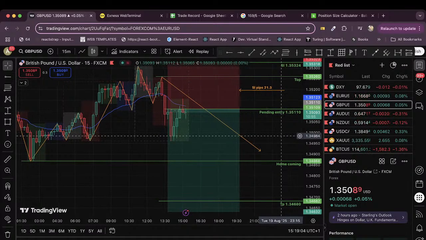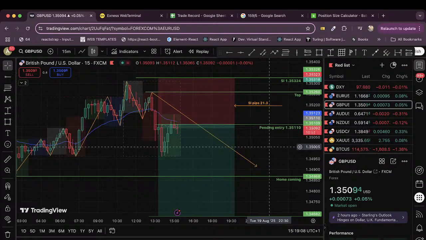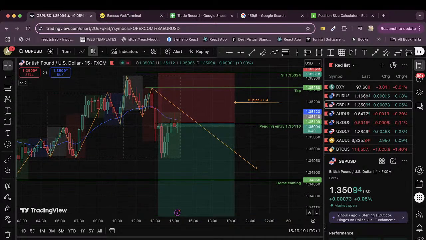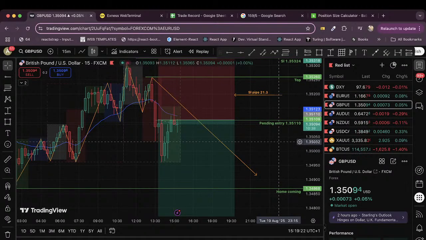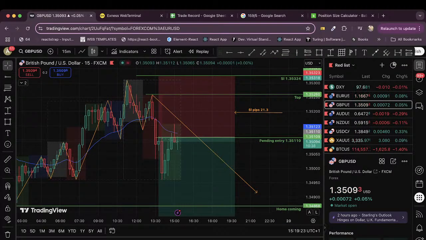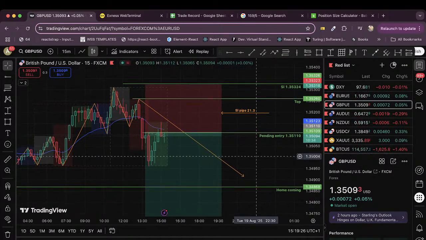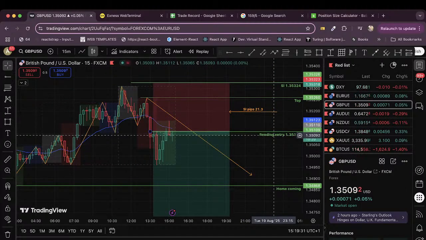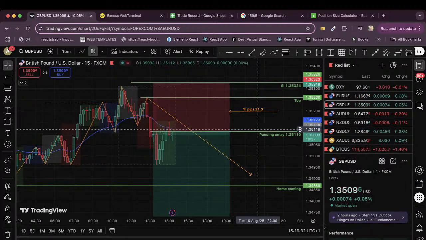So it only makes sense that we manage our risk properly. If we feel like we are overexposed in the market, the best thing we can do is to either size down on our position, or we take fewer trades. The most likely thing is either we size down on our position or we take fewer trades. So for me, I've already entered this trade.